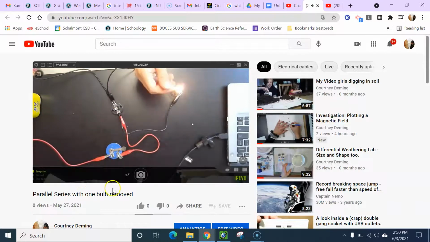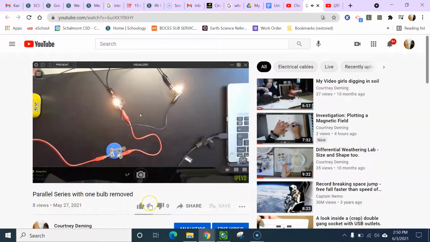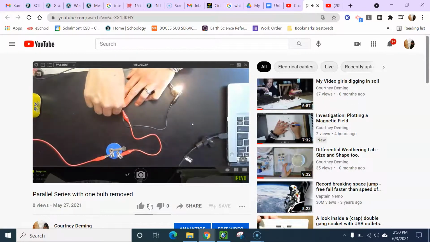And what do you think will happen if we take one light bulb out this time? Last time in a series circuit, when I took one light bulb out, they all went out. Okay, so here I'm going to take this one. Make your prediction first. I'm going to take this one out.